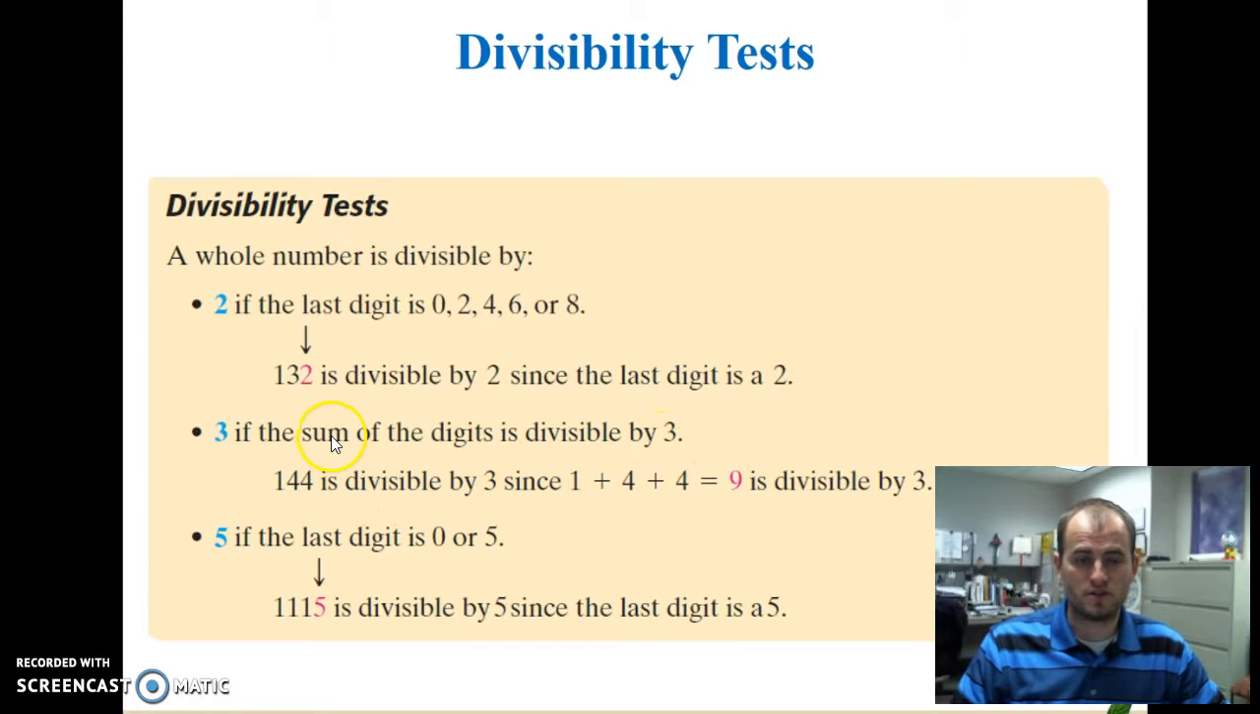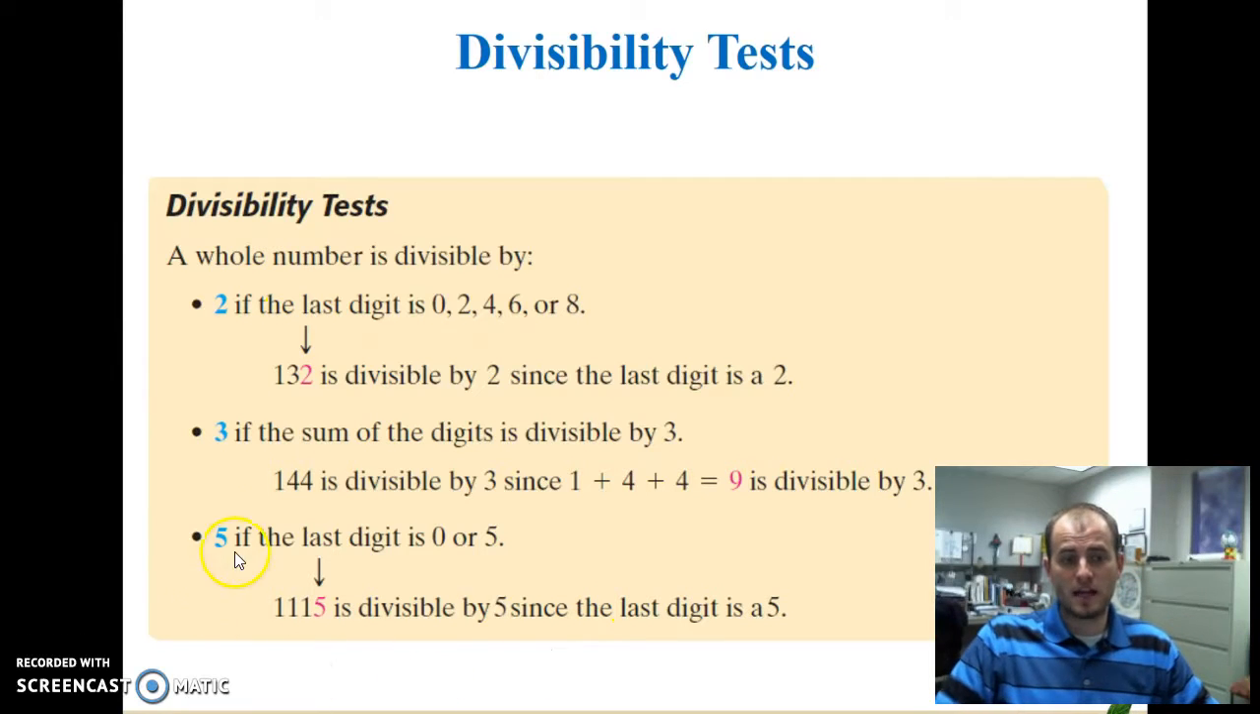The sum of the digits, remember sum means add, means you add up the digits. So to see if 3 goes into 144, 1 plus 4 plus 4 gives you 9, and 3 goes into 9, so therefore 3 has to go into 144 perfectly. Another one is 5. To figure out if 5 goes into a number, the last digit of the number is 0 or 5. There's a couple not listed here. To figure out if a number is divisible by 10, it has to end in 0.